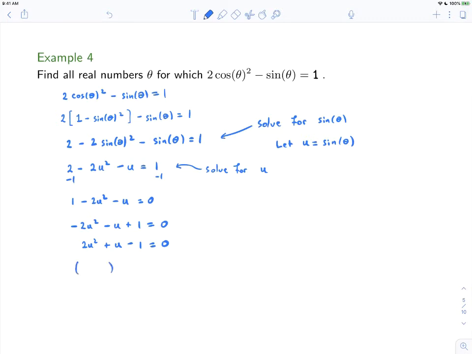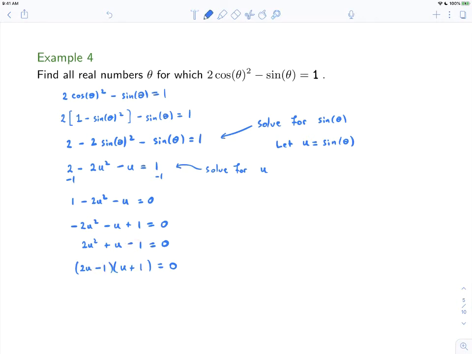So let's write down our parentheses. The only way to get 2u squared is 2u times u, and the only way to get 1 is 1 times 1. It's a negative 1, so these have to be opposite signs, but the middle term is a positive u. So that means the larger term has to have the positive sign. So we'll put a positive here and a minus here. Now 2u times u is 2u squared. Then 2u times 1 is 2u, minus 1 times u gives us the positive u. And then negative 1 times 1 is negative 1.